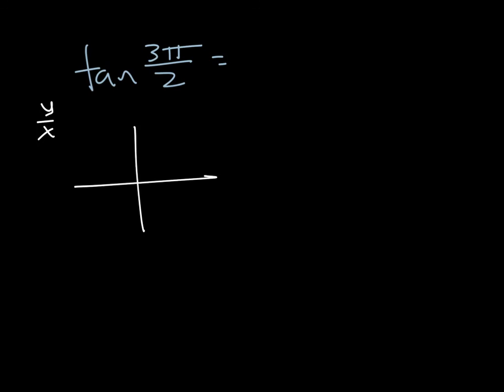3 pi over 2. When it's a quadrantal angle, I like to just mark it with an x, because you can't really draw a triangle there. There's no triangle. So 3 pi over 2 is down there, between quadrants 3 and 4. It's tangent, so sometimes it just helps to think of the point. This looks like the point (0, -1). So my y value is going to be -1 over my x value of 0. That's undefined.